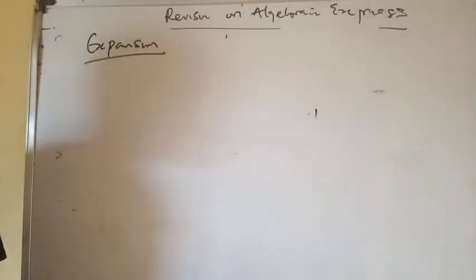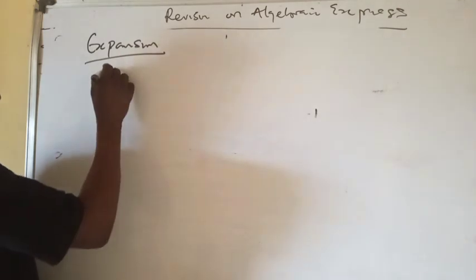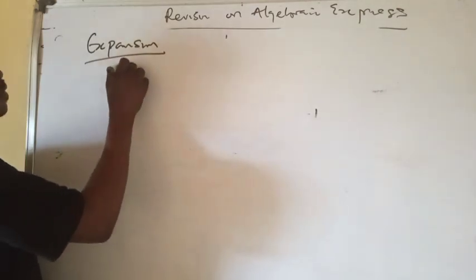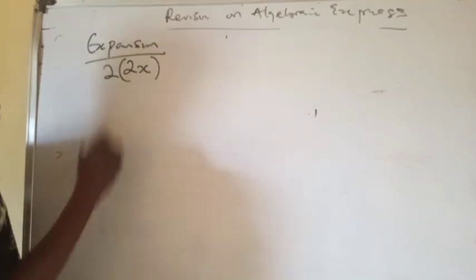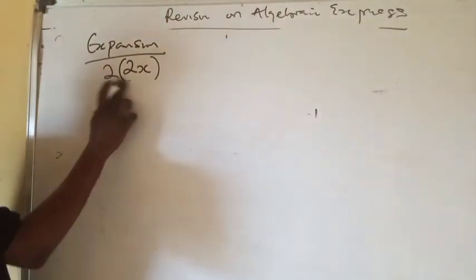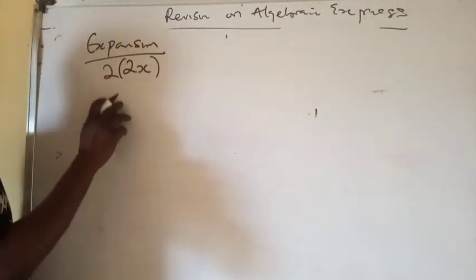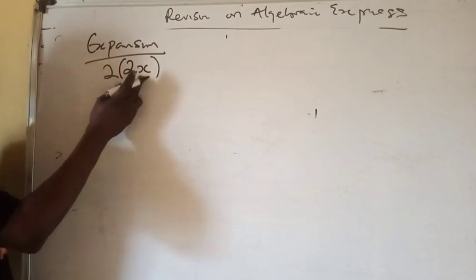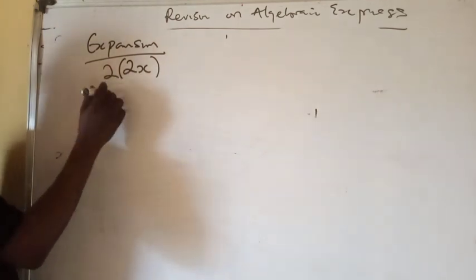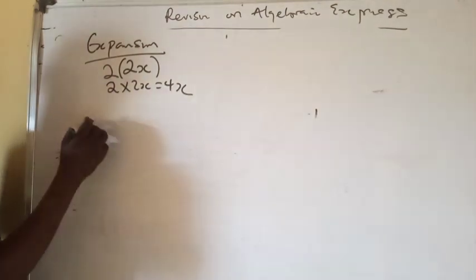How can we expand? When you are expanding, let's assume you have 2x, and outside it you have 2. This one in bracket is in bondage. You have to open it. The number outside it is the key to open this bracket. To open this bracket, I'll say 2 multiplied by 2x. What do you have? 4x.